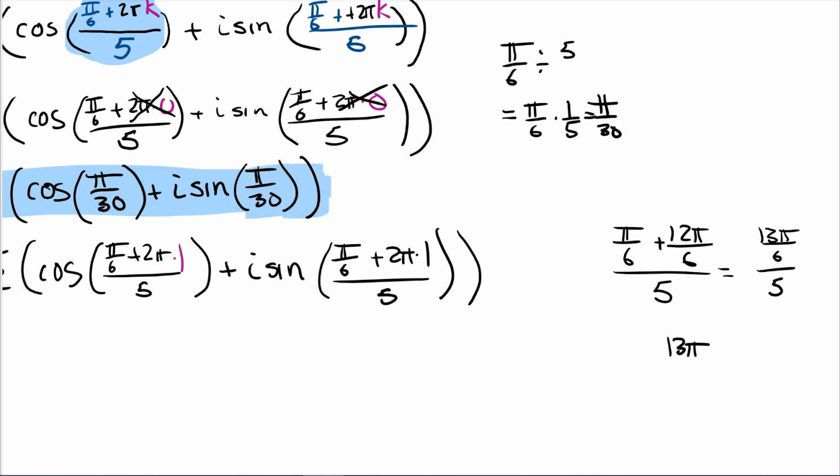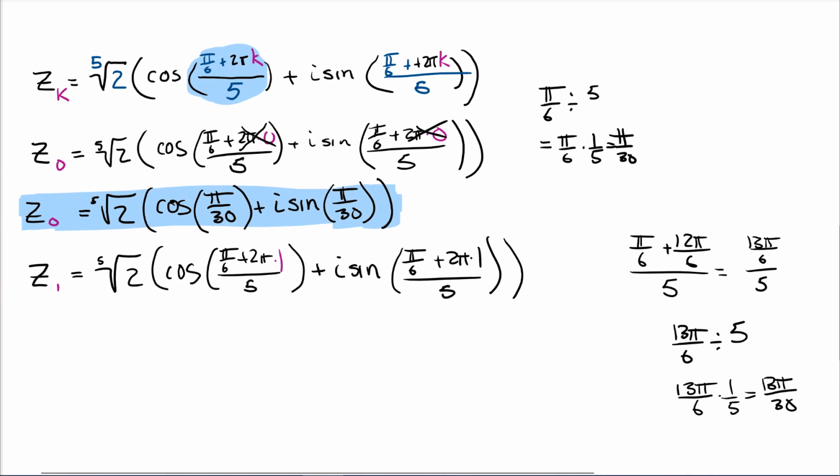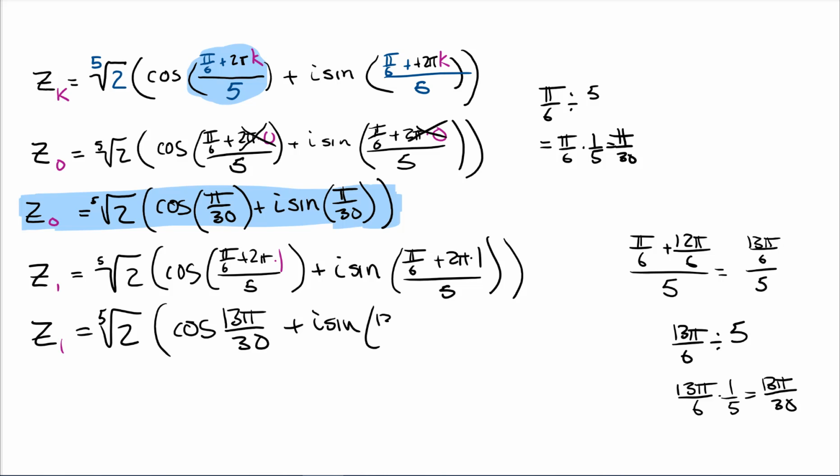What's 13 pi over 6 divided by 5? Oh, that's 13 pi over 6 times 1/5, so 13 pi over 30. We have our second solution. Oops, why did I write 2? Because I said second, and that makes my brain think that that should be 2, but it's not. It's always 1 behind. So we have cosine of 13 pi over 30 plus i sine of 13 pi over 30. Here is our second exact answer.